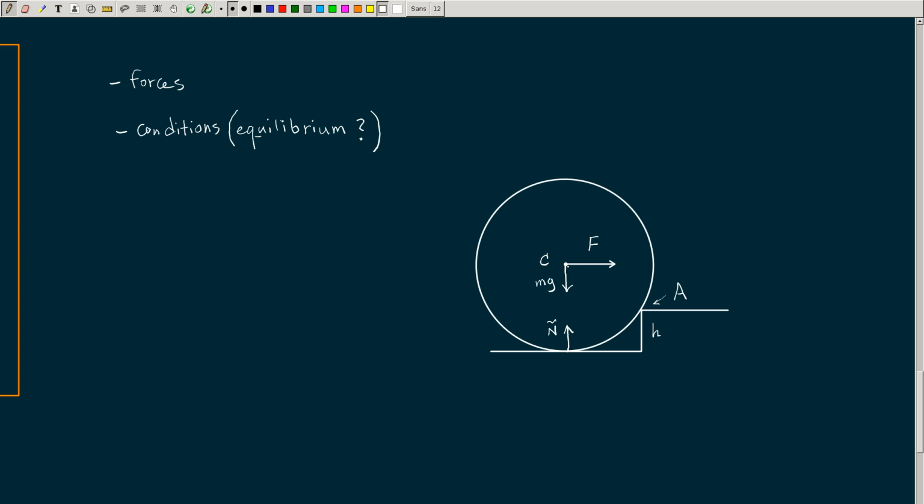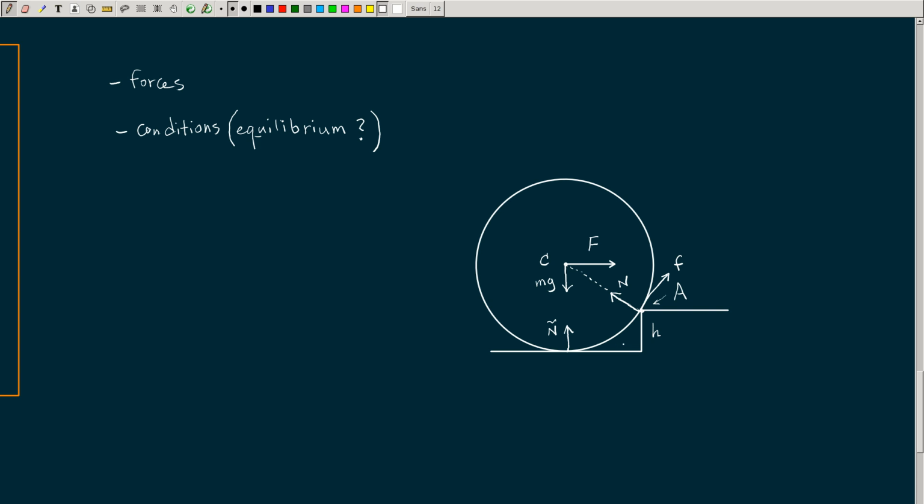Okay, the last forces are coming from this point A, the singular point A. Because it's a singular point, we don't know how it acts, so we just assign to it a normal force, which I'm going to call N. And also, let's say there is a force F, a friction force. It's kind of friction.